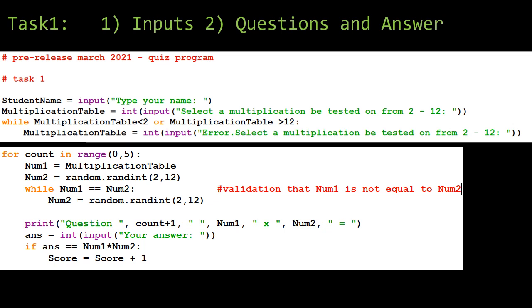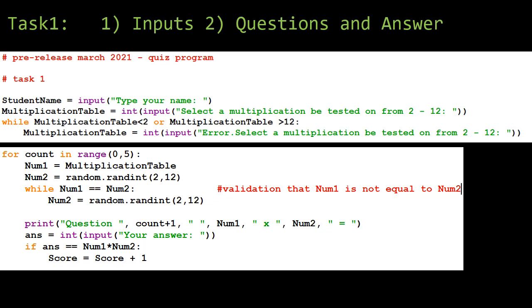So the first number of the question is the multiplication table number. For example, they type 2, so it's always 2 times something. Now for the second number, we're going to use the random library. We want a random choice, a random integer between 2 and 12. And also in the question, it says that the number should not be equal to the multiplication table number. So we shouldn't have a question like 2 times 2 or 5 times 5. So there's a validation for that.